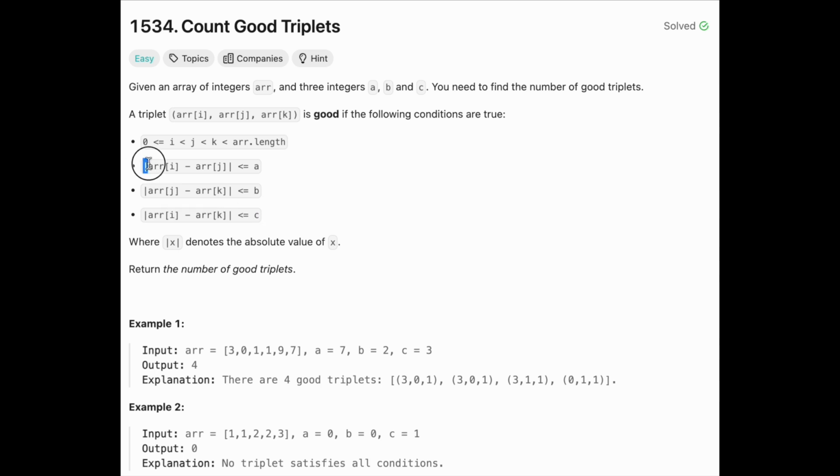And by the way, it's the absolute value of the difference, not necessarily the difference between this number and this number. So it could go either way. And we want to return the number of good triplets.